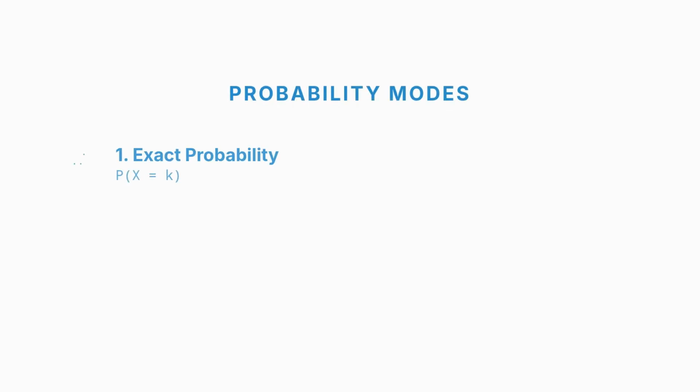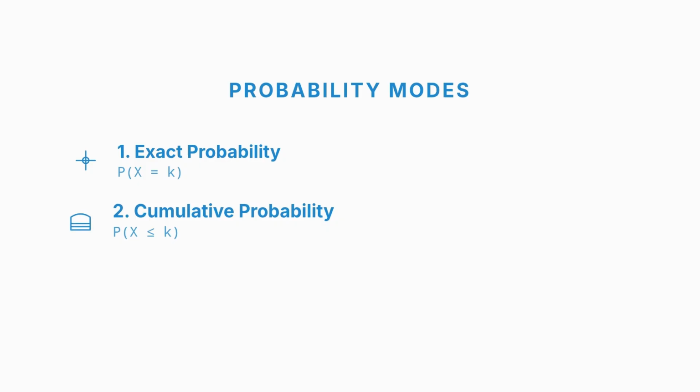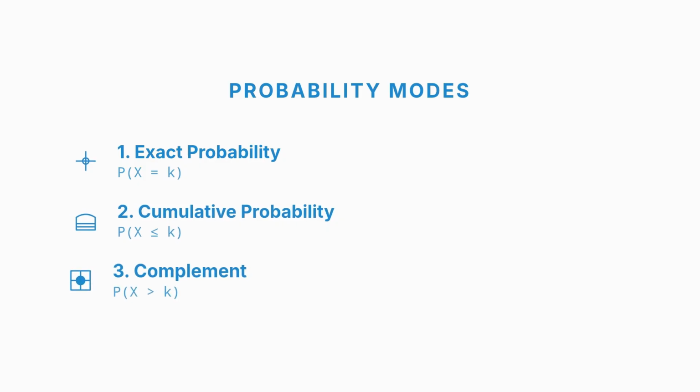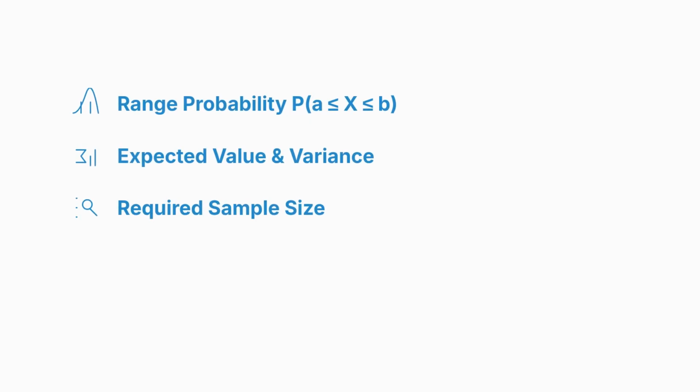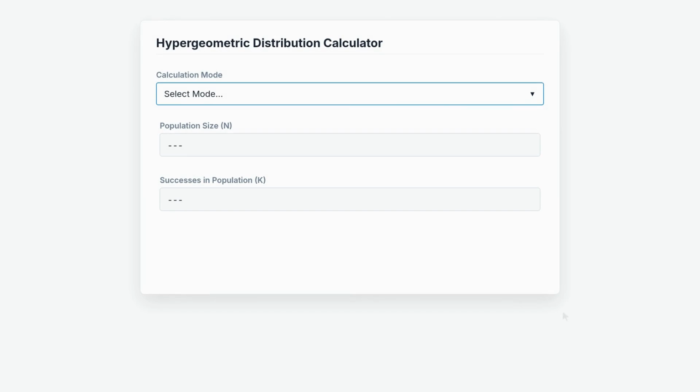Options include exact probability, P_X(k), cumulative probability, P_X(≤k), complement, P_X(>k), range probability, P(a ≤ X ≤ b), expected value and variance, and required sample size. For this demonstration, I'm using exact probability.